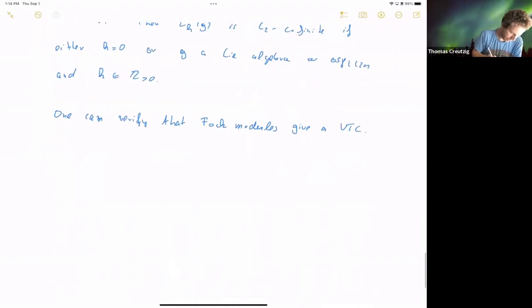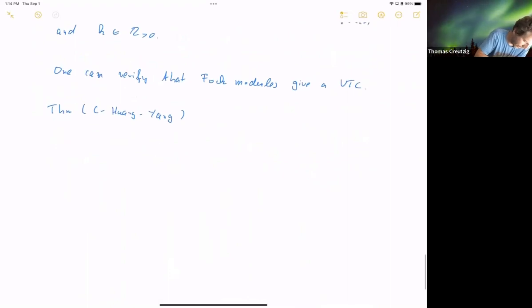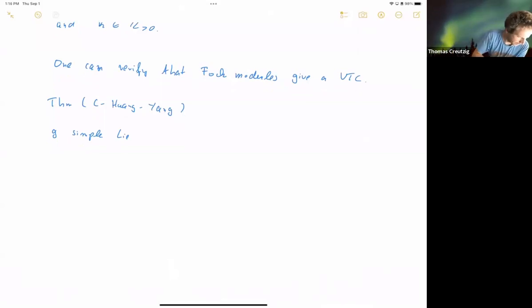But now for me this continued with a discussion I had with Jinwei, which eventually turned out to be a joint article with him. He helped us with that. And it's the following statement. So I will now write down two theorems, and then we can think about it. What was the key property of these two theorems? So G is a simple Lie algebra, and K an admissible level for G.